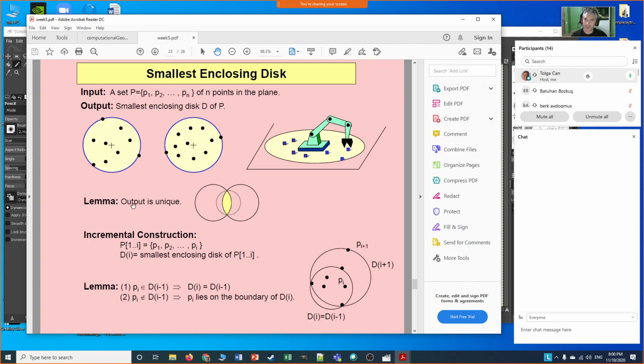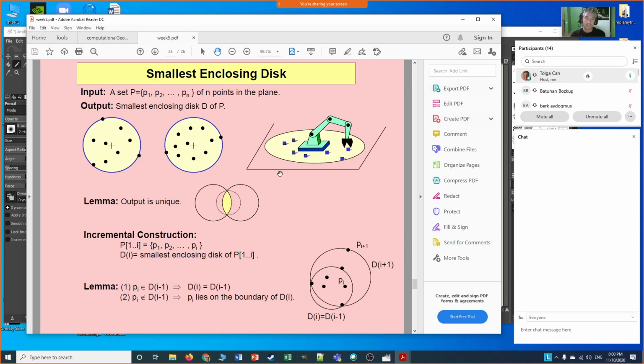That's one lemma that we are not going to prove now. But a unique circle actually exists that encloses all. When the number of points is more than 3, probably there will be a unique circle. When you have 2 points, for example, there will be infinitely many circles. There are infinitely many, but the smallest of them is still unique, right?